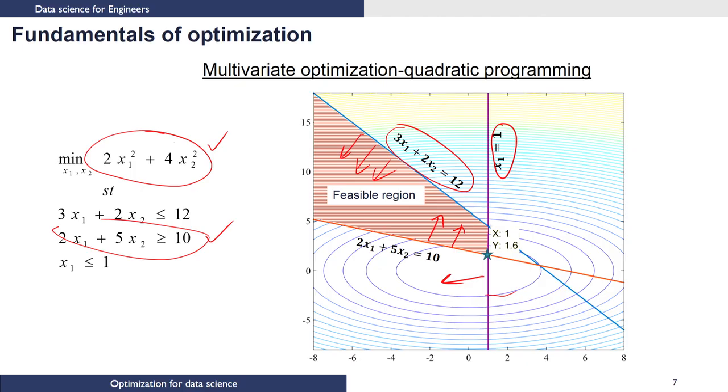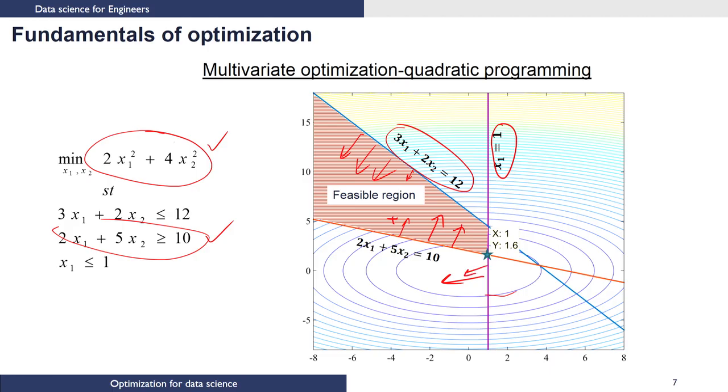So, if you put all of these regions together, the only region which is feasible is shaded in brown color here. Any point in this region will satisfy this constraint because it is to this side of this line. It will satisfy the second constraint because it is to this side of the line, and it will satisfy the third constraint because it is to this side of the line.